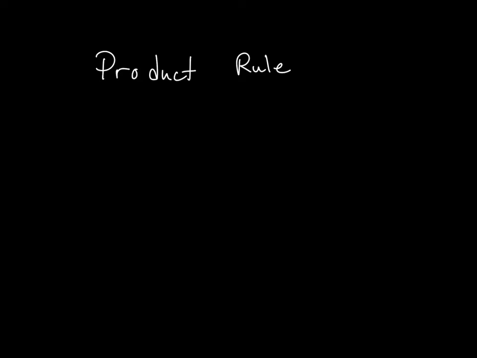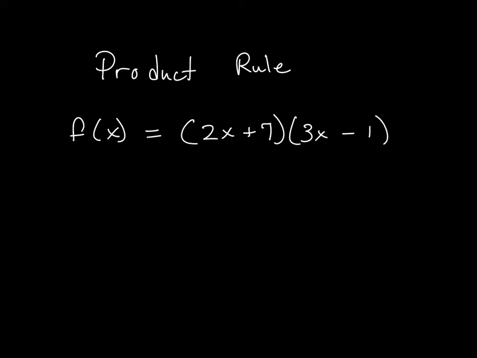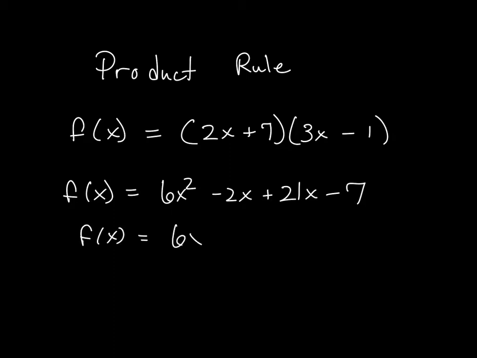All right, we're going to go ahead and start with a function that looks like this. If I have 2x plus 7 times 3x minus 1. Right now, the way that you know how to take the derivative requires us to multiply this out first. So if I multiply this out, I get 6x squared minus 2x plus 21x minus 7, or f of x is equal to 6x squared plus 19x minus 7.